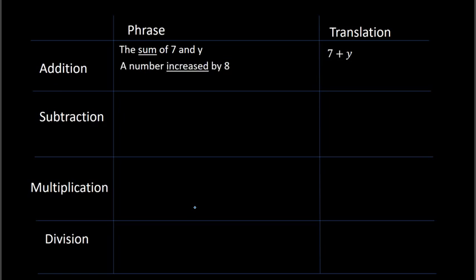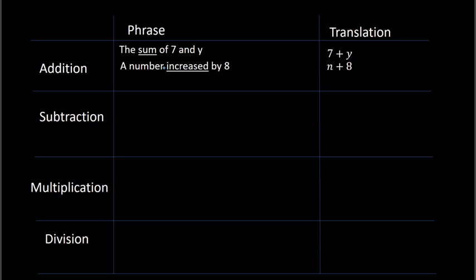Next we have a number increased by 8. Increase means addition. So a number is going to be a variable, some unknown number. Let that be n in this case. So n plus 8. A number increased by 8.